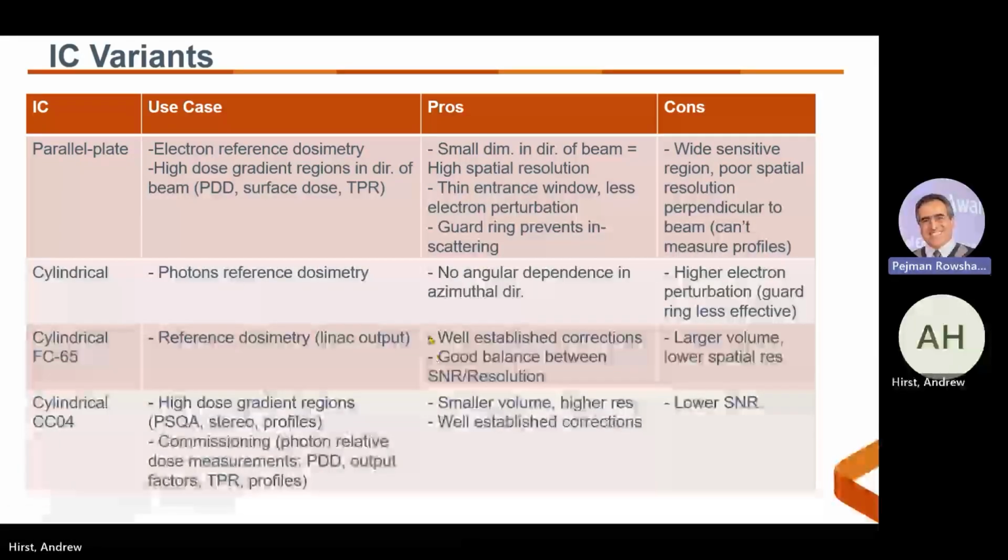And we do that because it has very well established corrections, and it's a good balance between signal to noise ratio and resolution. So the larger your volume of air is, the greater your signal to noise ratio is going to be. So it has a good balance between those two factors, so it's good for reference dosimetry. But the downside is that it has that larger volume. So if you're doing measurements like percentage depth dose, output factors, profiles, it's going to be less efficient or less accurate than a smaller chamber like the CCO4.